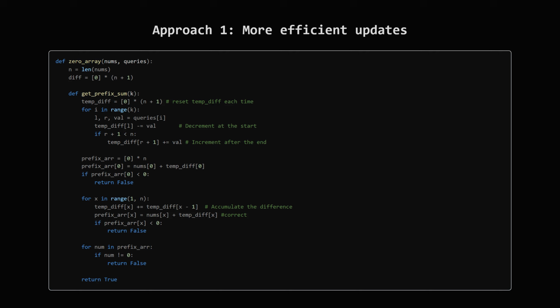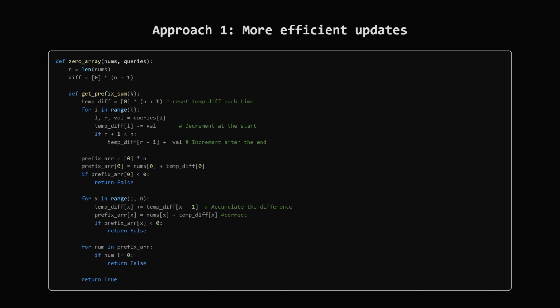Now let's optimize the update process. Instead of iterating through the range for each query, we utilize the difference array's properties. We decrement temp_diff at the start index l by the query value. Then, importantly, we increment temp_diff at index r plus 1 by the same value, only if r plus 1 is within the bounds of the array. This cleverly encapsulates the range decrement.